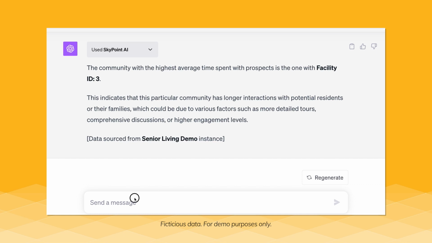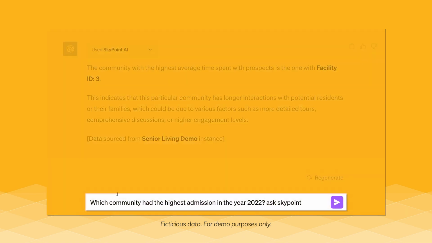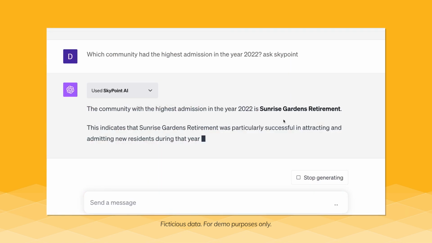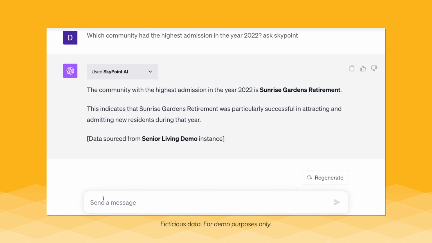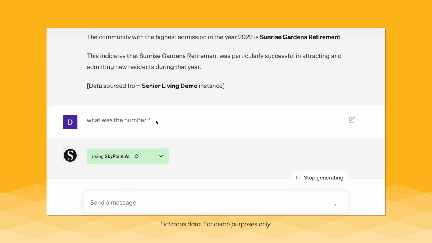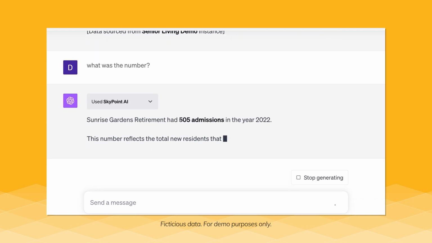Now let's move on to the next prompt. Which community had the highest admission in the year 2022? Sunrise Gardens Retirement? Okay, what was the number? So again, it's going to be able to discern a very vague question, what was the number, in the context of the conversation related to Sunrise Gardens Retirement.